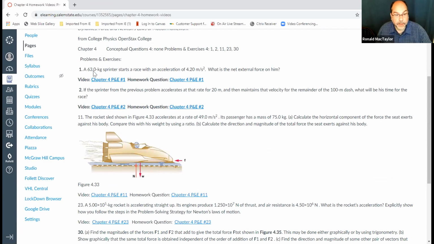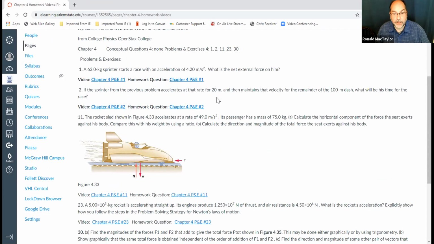A 63 kilogram sprinter starts a race with an acceleration of 4.2 meters per second squared. What is the net external force? Force equals ma, m, a. That's really straightforward.